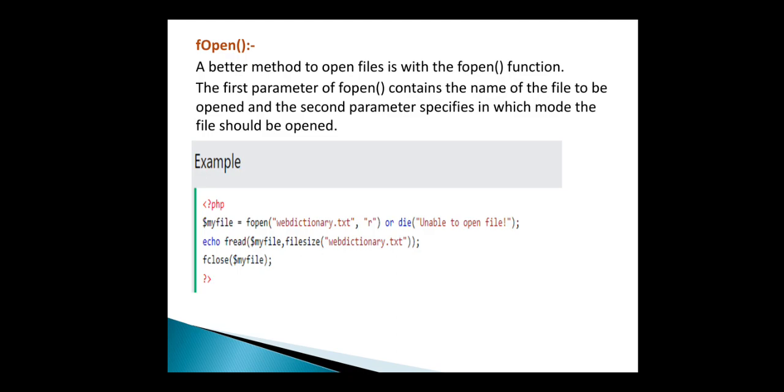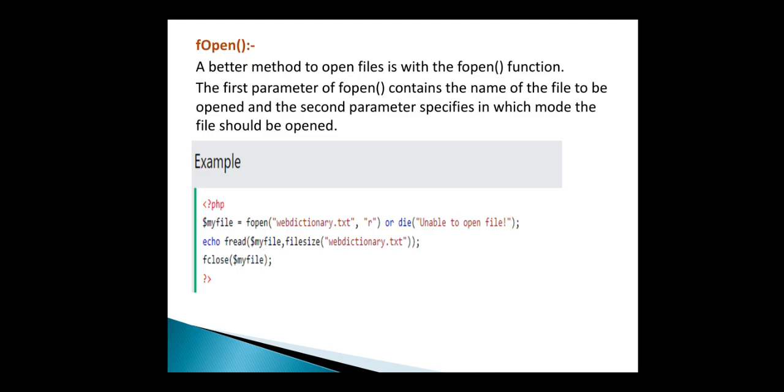Okay, so in this example you can see I have declared the PHP syntax, then I have declared the variable, that is $myfile equals, and I have used the function fopen, and I have given the file name that is webdictionary.txt. So here we are using a text file, so we are giving the format that is .txt.